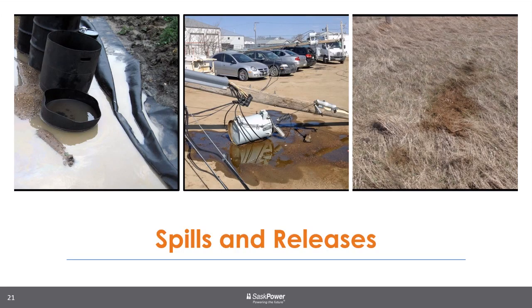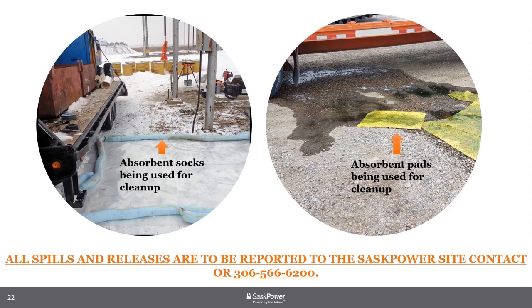Spills can cause environmental damage and include releases to the air, water, and land. If a substance leaks into a drain, it can pollute the local water supply. If humans are exposed to a hazardous substance, serious health effects can occur. As a SaskPower contractor, you must take measures to prevent spills and releases from occurring. All spills or releases, regardless of quantity, must be reported to SaskPower at the earliest possible opportunity.